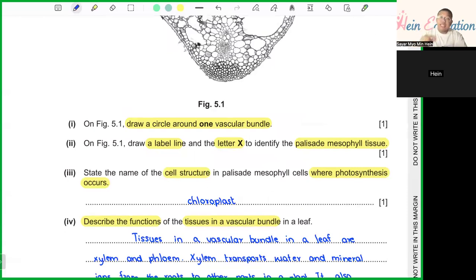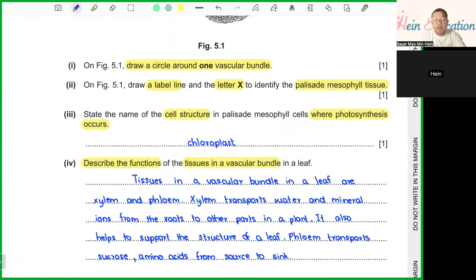So I would like to remind you to read the questions carefully. Sometimes students lose points for not reading the instructions carefully, and they just answer whatever they want to. So that's how it leads to a reduction in the points. So the name of the cell structure in palisade mesophyll cells where photosynthesis occurs. So this is very simple and pretty straightforward.